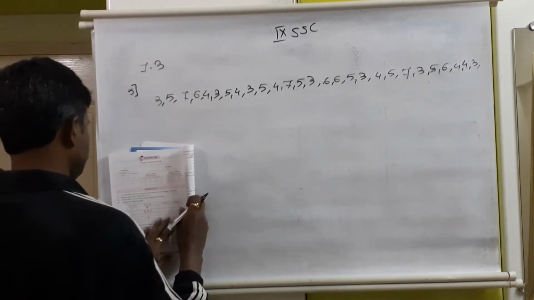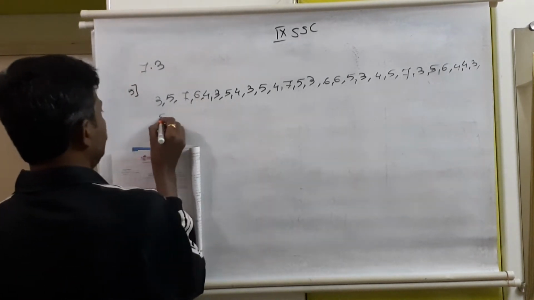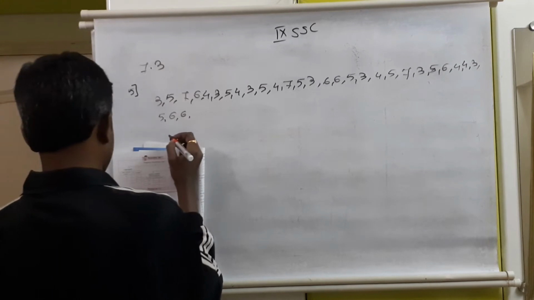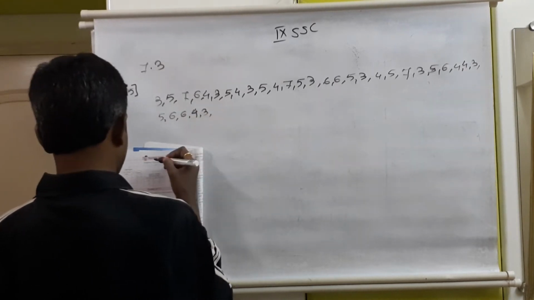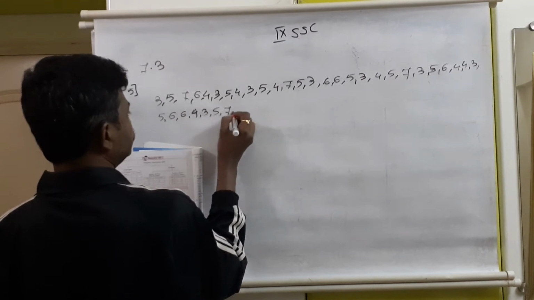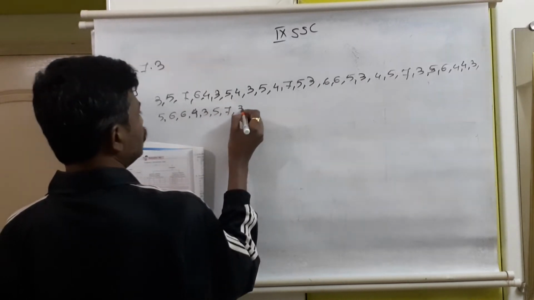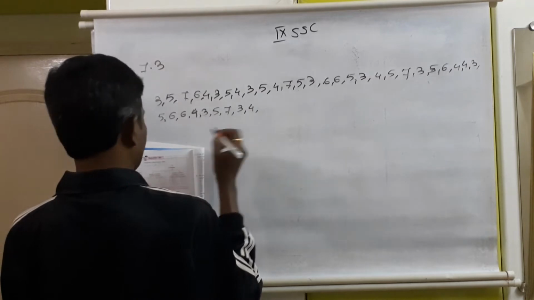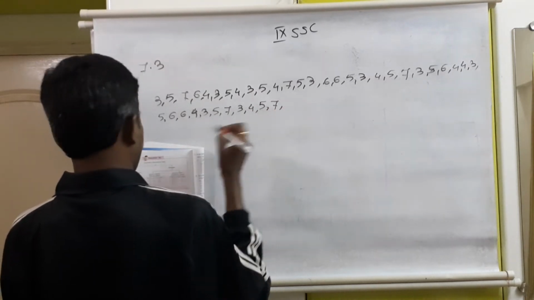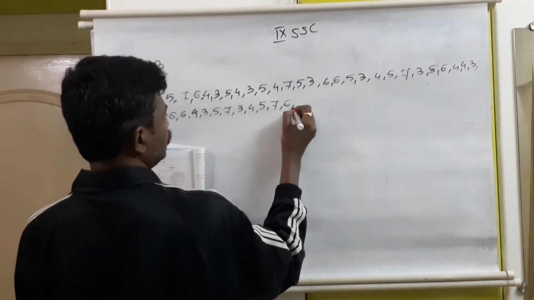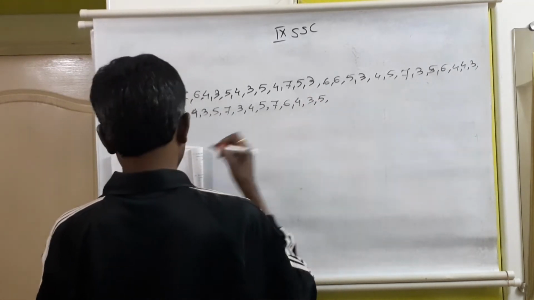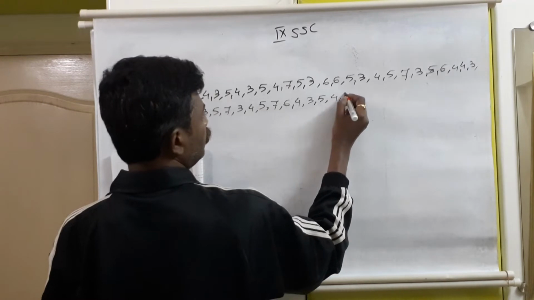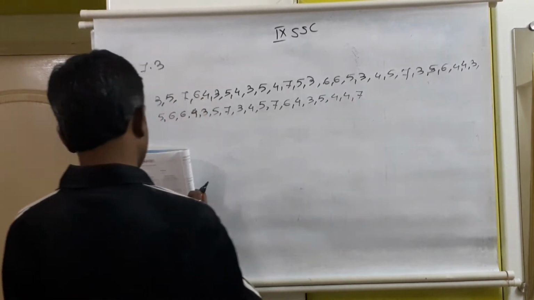In the second line: 5, then 6, 6, then 4, 3, 5, 7, 3, 4, 5, 7, 6, 4, 3, 5, 4, 4 and the last one is 7.